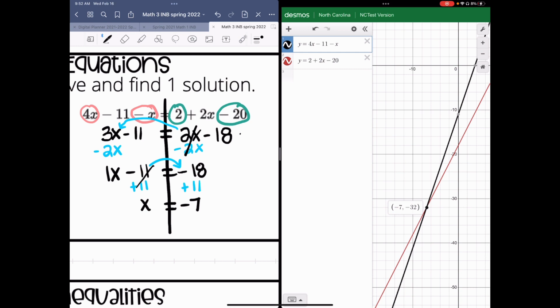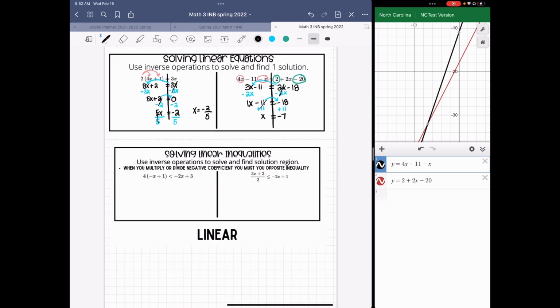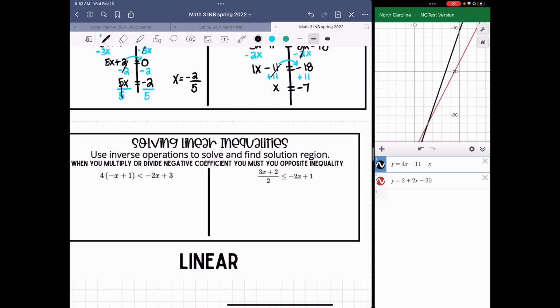All right, so again, equations should just be a good review for you guys, but it's important to know how to do those just in case something were to apply later on. So now inequalities. Inequalities with linear functions is very similar. The only difference with the linear inequalities is when you solve an inequality, when you get to the very end and you multiply or divide by a negative coefficient, you got to flip that inequality sign.